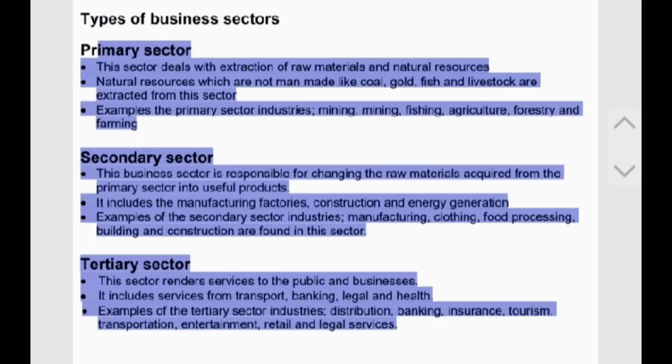This business sector is responsible for changing the raw materials acquired from the primary sector into useful products, which is the secondary sector. It changes the products from the primary sector into a good that can be used. I hope you are not getting lost. You are understanding.